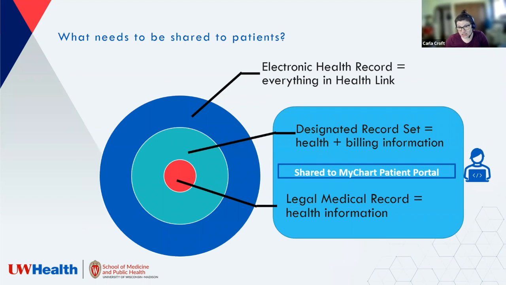So what needs to be shared with patients? Earlier on, we talked about how everything that's documented in HealthLink is part of the electronic health record. The two things in the blue box here are what is required to be shared with patients. The designated record set, which is health information and billing information in the electronic health record, and then the legal medical record, which is just that health information. So you see electronic health record, designated record set, legal medical record. It's all a subset of the same thing.